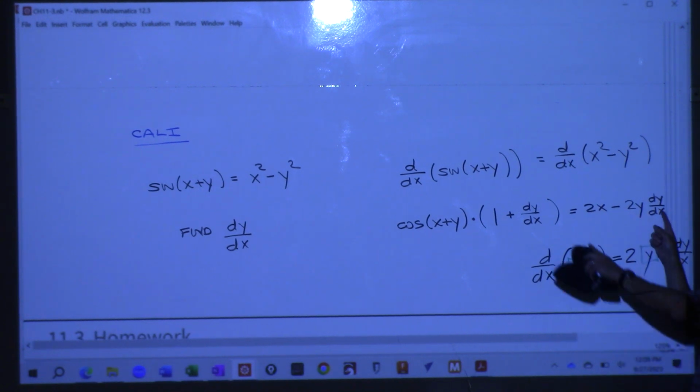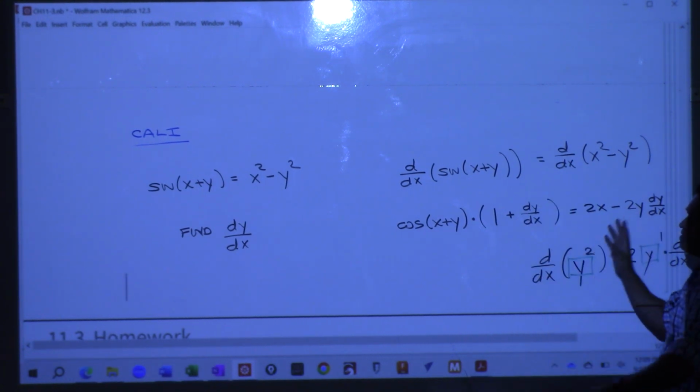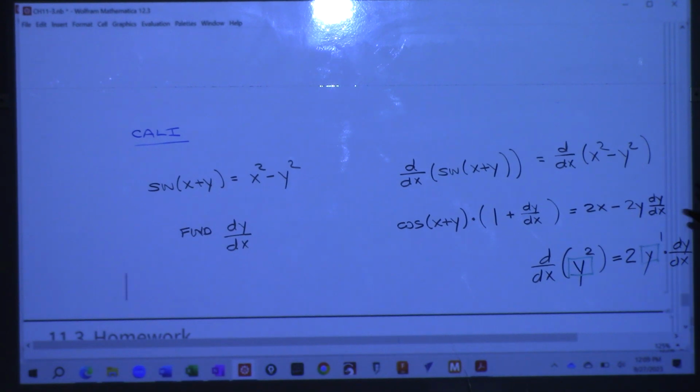Now, we would have to go and get dy dx by itself on one side of the equation, but this is just the mechanical part of this, which is called implicit differentiation.